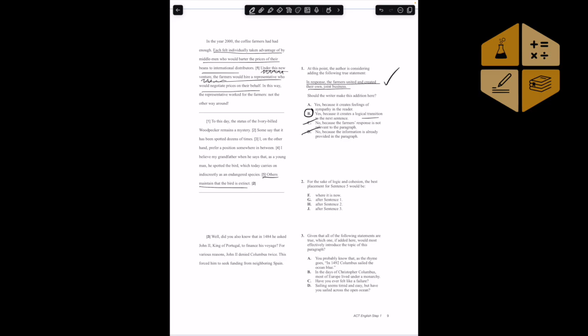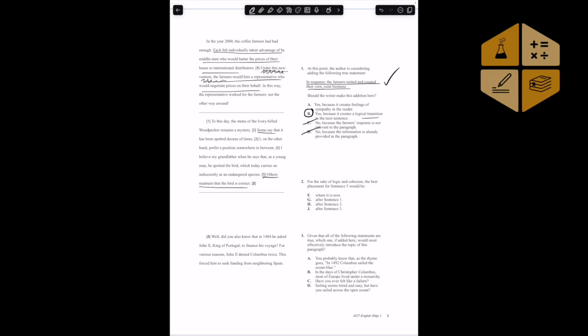Sentence 5 begins with the phrase, others maintain. And if you look back at sentence 2, it says, some say that it has been spotted dozens of times. Now that phrase, some say, pairs really well with the phrase others say or others maintain. Like some say Alabama's going to the national championship this year. Others say they're not as good as they used to be. And so that gives me the clues that I need to place this sentence properly. It belongs after sentence 2.